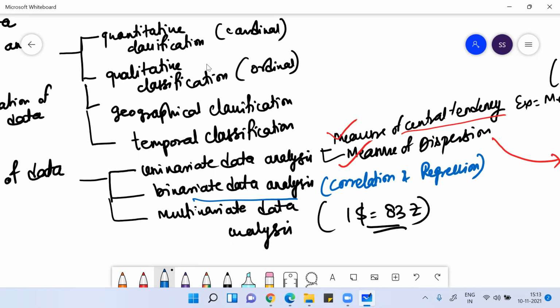Also, there are forms of data on the basis of time period, on which we follow time series analysis. Time series analysis is nothing but an application of regression tools. Through time series analysis, we try to find the trend of a set of values. The trend can be linear, parabolic, whatever it is, and we try to establish it.